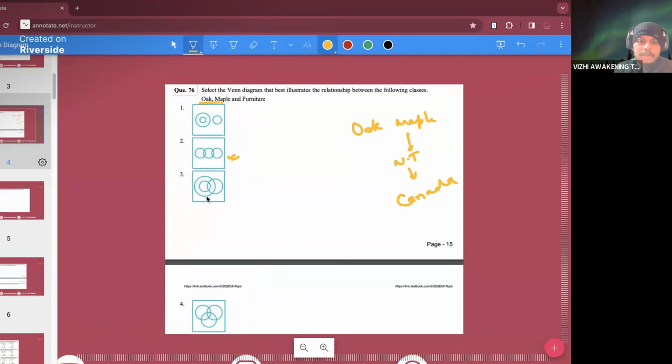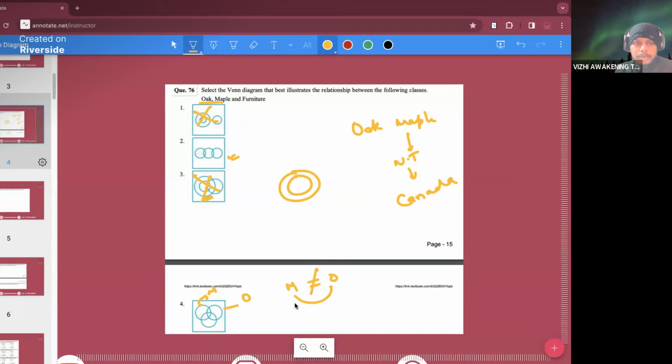Three cannot be the answer because not all furniture is oak or maple, or not all oak or maple are furniture, right? So three should not be there. One should also not be there. So the options should narrow down to two and four. Let's evaluate between them. In four, we cannot put maple and oak. Oak and maple, these two will be completely disjoint, right? There will be no relationship between maple and oak, right?